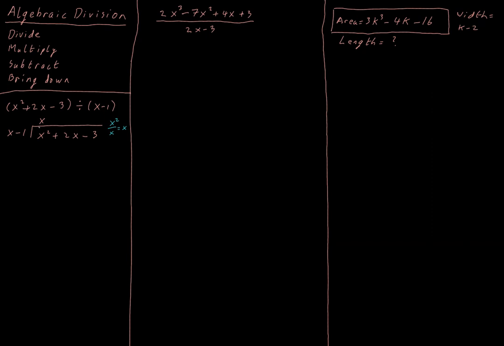Now multiply: I'm going to take what I just got here, x, and multiply it by each of the things I'm dividing in. X multiplied by x is x squared. X multiplied by minus 1 is minus 1x, which we just write as minus x. So I've taken what I had divided in and multiplied by each thing I'm dividing in by, and I write it underneath my main line.